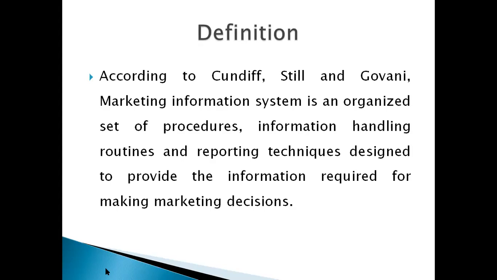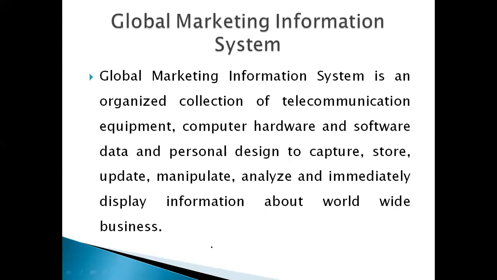So a marketing information system is an organized set of procedures, information handling routine, and reporting techniques designed to provide the information required for making marketing decisions. Okay. So this is the definition given by Carney, Steele and Governey, three people. Okay. Next, going forward, global marketing information system.